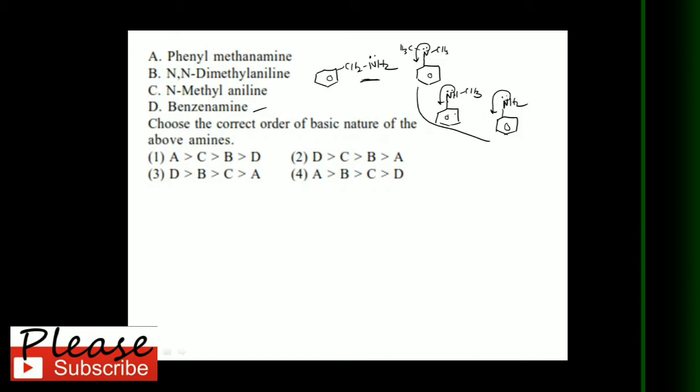Compound A is the most basic. In this case, additionally two alkyl groups are there. Alkyl groups are plus I groups, so the electron density around the nitrogen increases. That's why N,N-dimethylaniline is the most basic compound after benzylamine. Among A, B, C, D, here there is one methyl group, here no methyl group, and here two methyl groups. So with increasing plus I effect, basic nature increases.